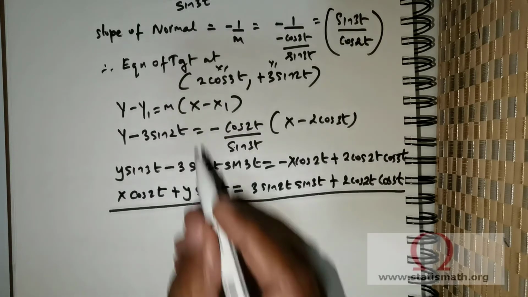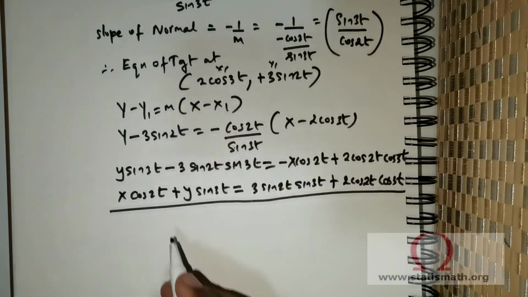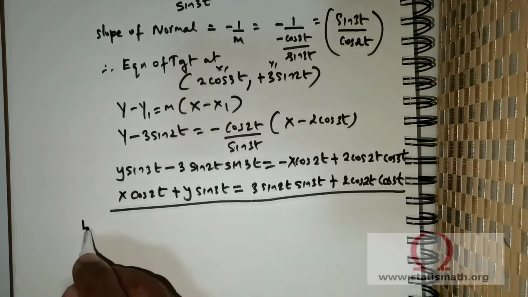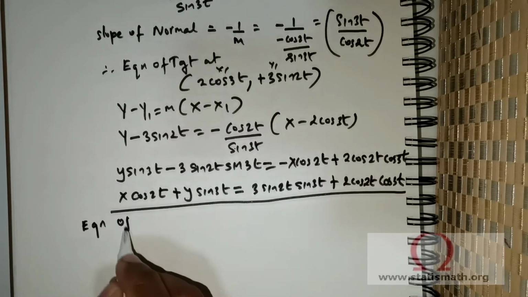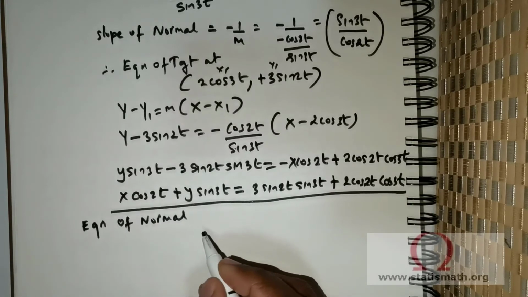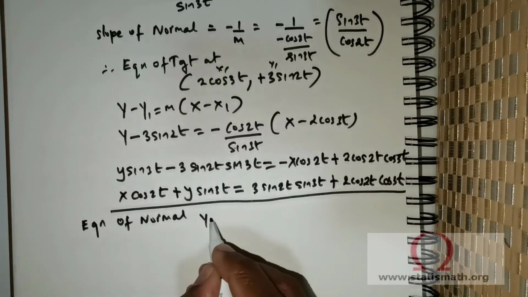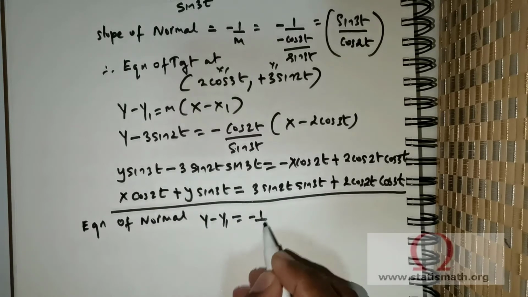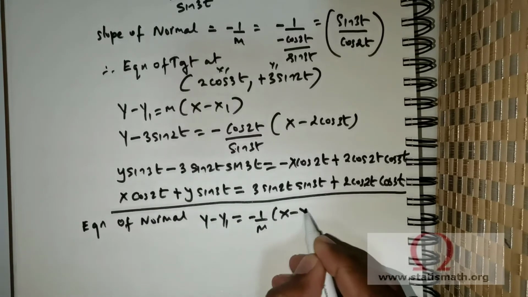So how are we going to do this? We are going to use this negative 1 over m, so you can write that down. Equation of the normal. I'm going to use this formula. So the formula that we are going to be using is y minus y1 is equal to negative 1 over m times x minus x1.